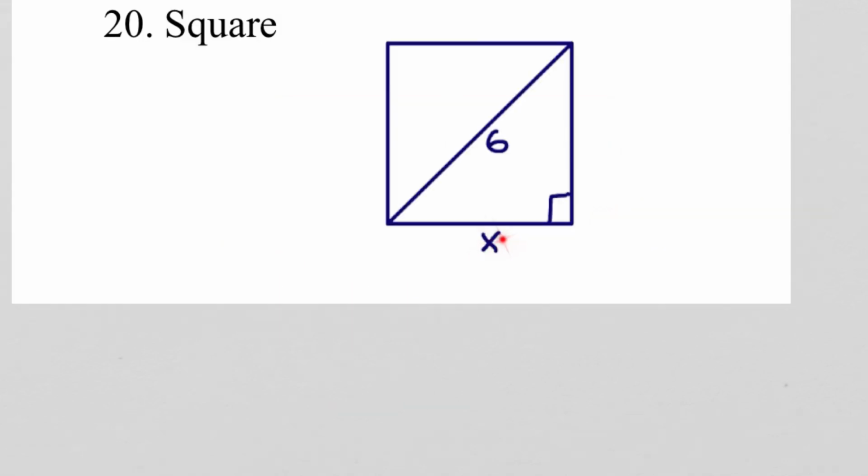In a square, this times root 2 is equal to 6. So x times root 2 is equal to 6. That means x is equal to 6 divided by root 2, which is 3 root 2.